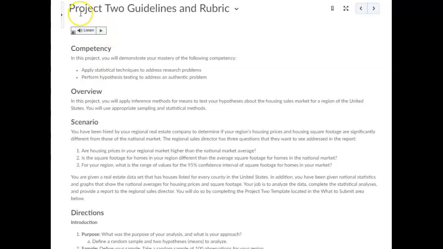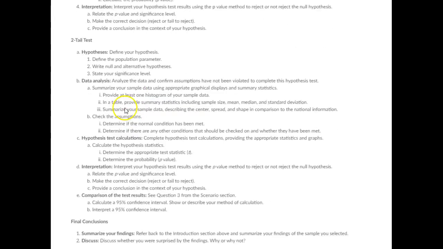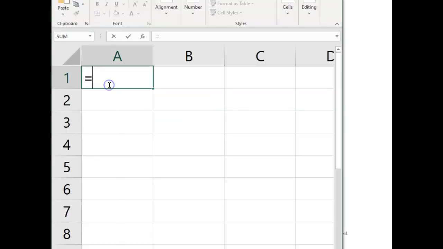In this video, I'm going to talk about two common mistakes I see students making on this project. The first one deals with the two-tailed test. You get your test statistic and you're trying to find the p-value for it. So you would type in t.distribution.2t for the two-tailed test. You're going to get the p-value.